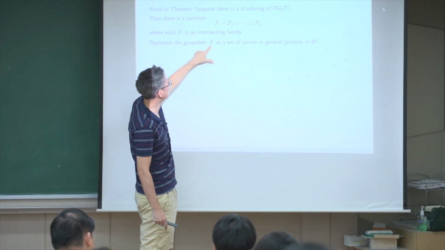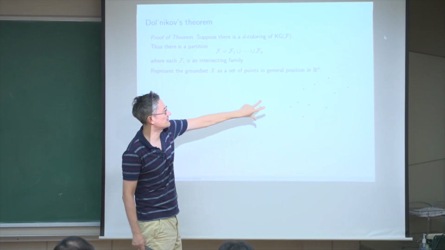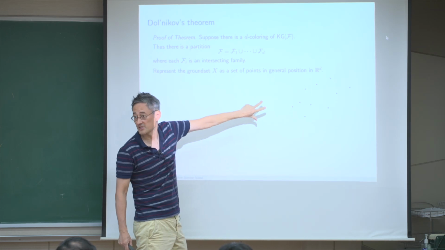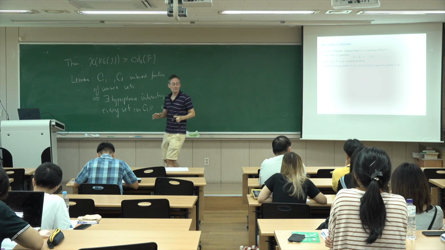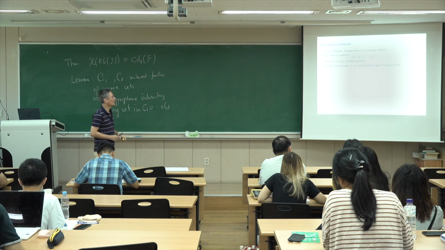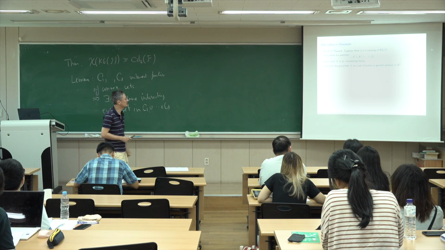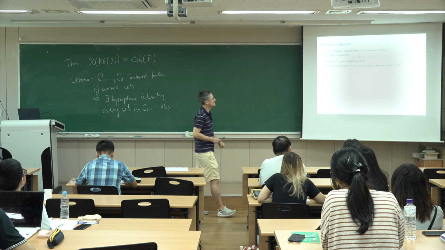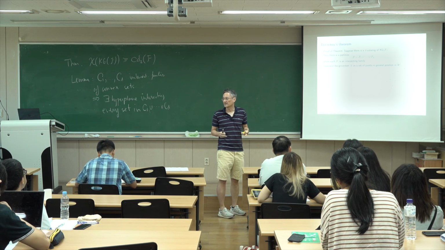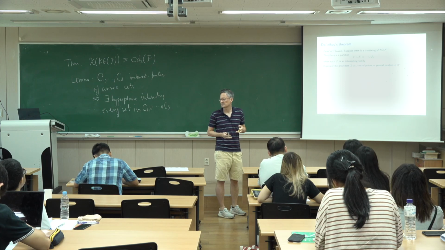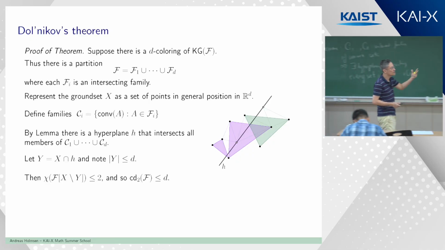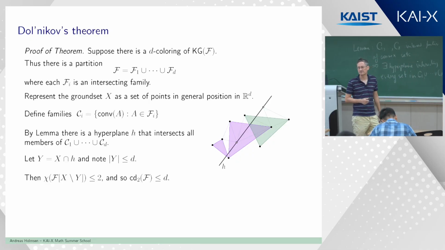Now I'm going to take those elements of X and think of them as points in general position in R^d. General position here means, let's see, I'm in R^d, so it means no d plus 1 of them are in a hyperplane. So for example, when d is 2, it means no 3 are on a line, etc.